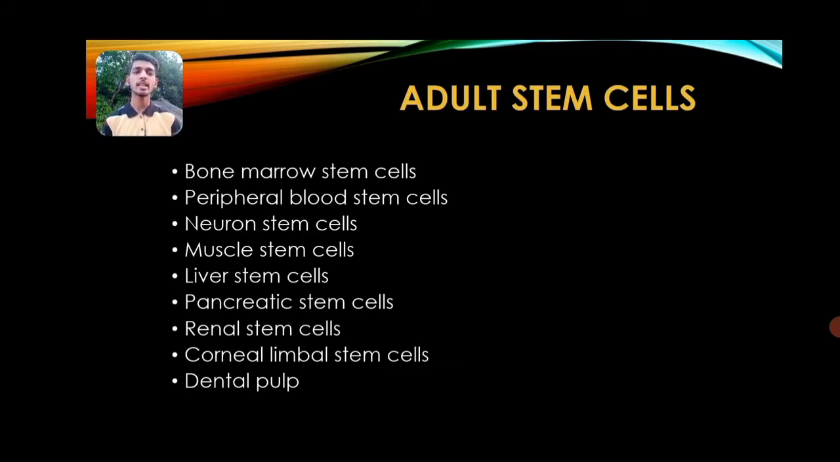What are the adult stem cells in our body? The bone marrow stem cell first. After that, the peripheral blood stem cells, and neuron stem cells, which are related to the nervous system. After that, the muscle stem cells, which are found in the triceps, biceps, and whatever muscles are in our body. After that, the liver stem cells, and pancreatic stem cells, which are found in the pancreas. After that, the renal stem cells. Renal means kidneys; these stem cells are found in the area of the kidney. After that, the corneal limbal stem cells and dental pulp.